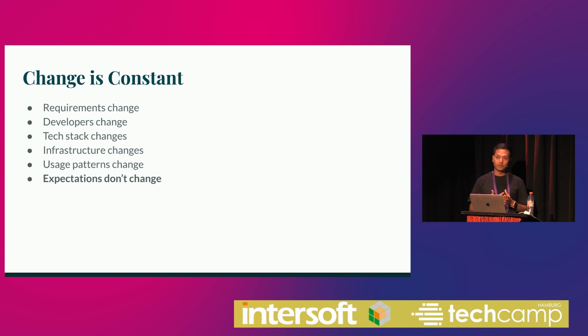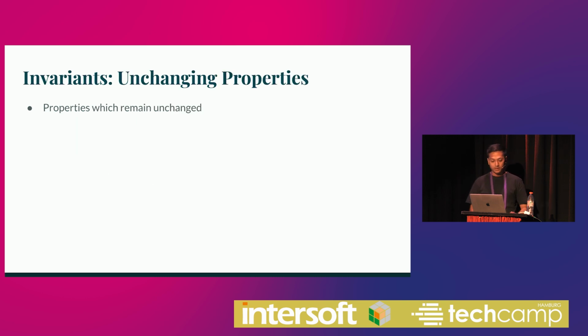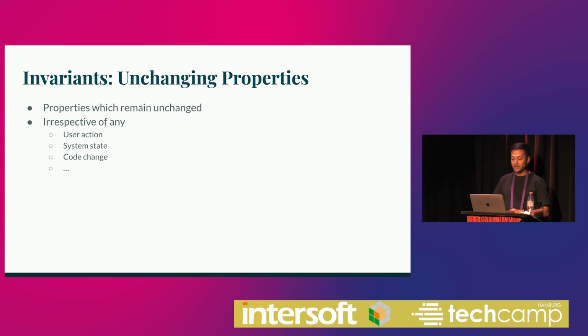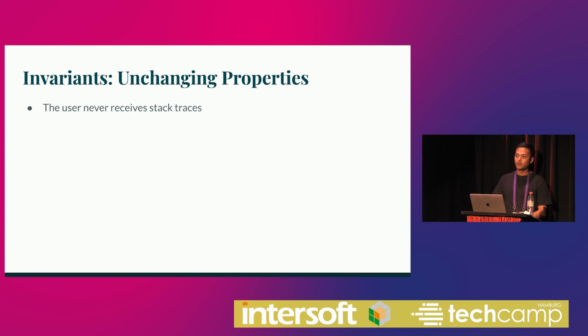They keep coming back to our app or system because they rely on us, they trust us to give them what they are looking for, and that doesn't change. And that trust, we cannot violate, no matter how many changes we are making. So we are making changes constantly, but we cannot break the expectation from the user. So this is an invariant. An invariant is that unchanging property that, irrespective of any user action, any system state, or any code change, does not change. So what does it look like? Let's say we are building an API endpoint.